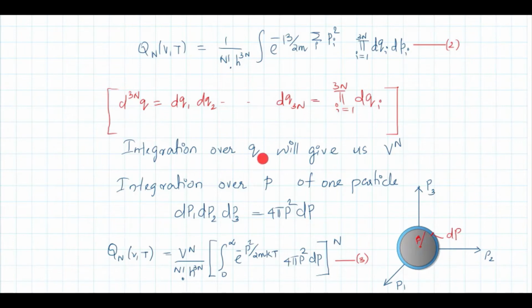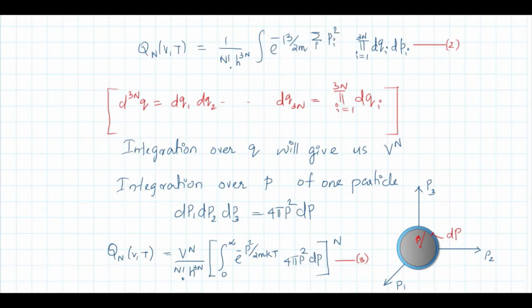Now, integration over q is straightforward. It will give you V raised to 3n. If you have a single particle, it will be integral dq1, dq2, dq3. That is the total volume of the container V. If you have two particles, then the first integral dq1, dq2, dq3 gives V. The second integral dq4, dq5, dq6 again gives V. So it becomes V squared. So if you have n particles, then it will naturally be V raised to n. But integration over p is difficult because this also contains a function of p, e raised to minus beta by 2m sum over i of p_i squared.